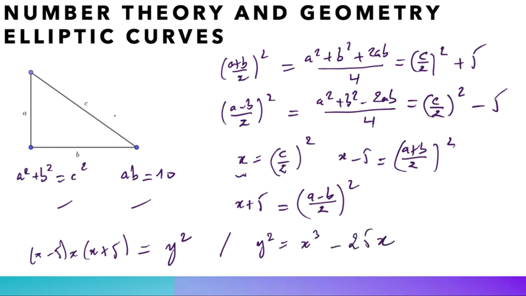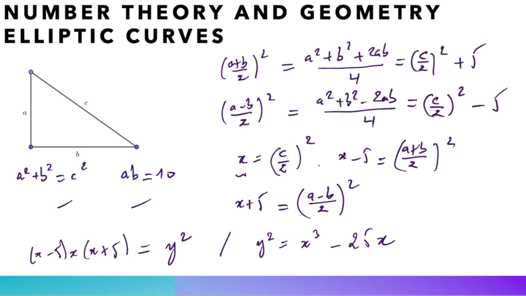Let me go through this again. We showed that if ABC is a right triangle with area equal to 5, then the number x equals (c divided by 2) all squared is a rational number on the elliptic curve of equation y squared equals x cubed minus 25x, such that x times (x minus 5) times (x plus 5) is a square of a rational number. Oops, something is wrong here, and I hope you notice that I made a mistake. Actually, x plus 5 is equal to ((a plus b) over 2) all squared, and here it is x minus 5.